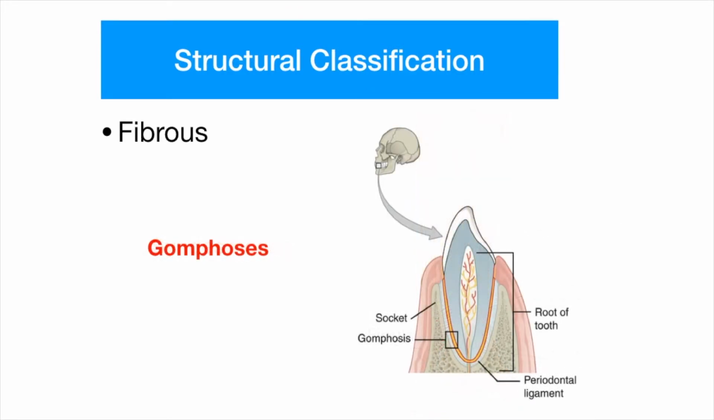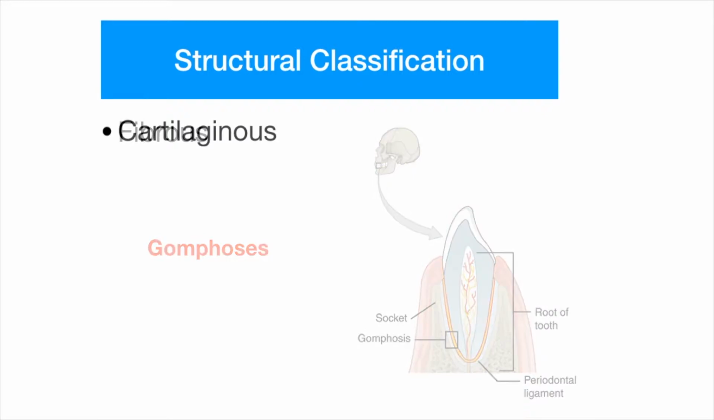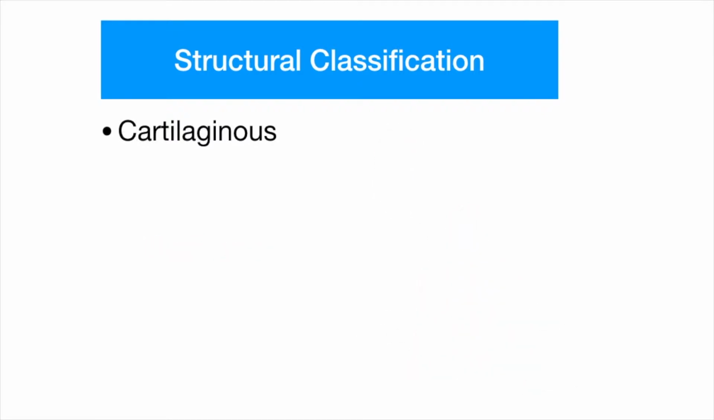The last type of fibrous joint is the gomphosis, which is like a peg-and-socket type of joint. An example is the articulation of the roots of the teeth. Next, after fibrous joints, we have cartilaginous joints. This type of joint allows more movement between bones than a fibrous joint.